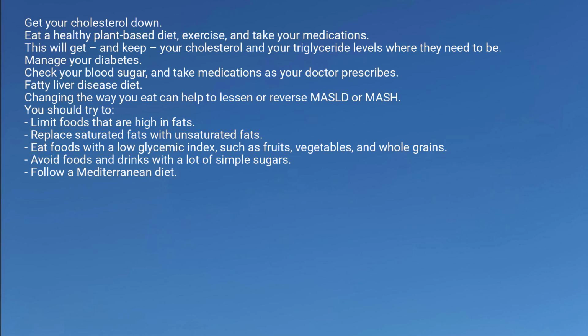Fatty liver disease diet. Changing the way you eat can help to lessen or reverse MASLD or MASH. You should try to limit foods that are high in fats. Replace saturated fats with unsaturated fats. Eat foods with a low glycemic index, such as fruits, vegetables, and whole grains. Avoid foods and drinks with a lot of simple sugars. Follow a Mediterranean diet.